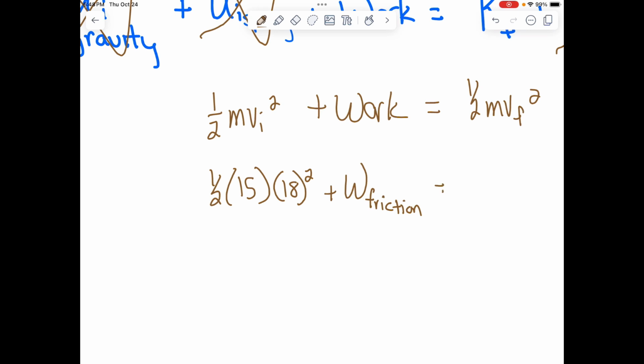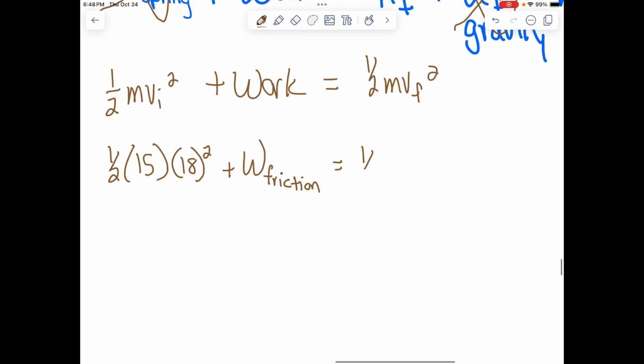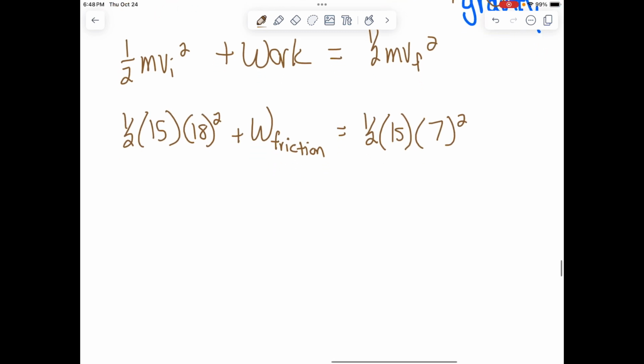Okay. 1/2. What's the mass? 15. And the velocity at the end? Is it 7? Yeah. All right. I would let you write this problem out, but your handwriting's atrocious. Kind of like some other kids in my class. Ready?